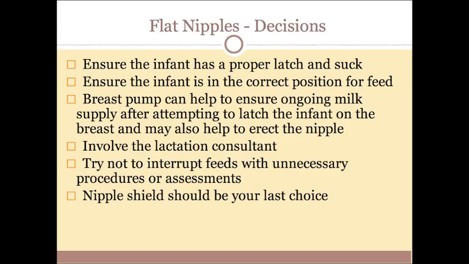Decisions related to flat nipples are: ensure the infant has a proper latch and suck. Ensure the infant is in correct position for feed. Breast pump can also help to ensure ongoing milk supply after attempting to latch the infant on the breast and may also help to erect the nipple. Involve the lactation consultant and try not to interrupt feeds with unnecessary procedures or assessments. And a nipple shield should be your last choice.